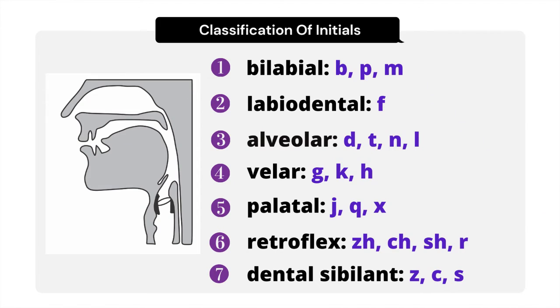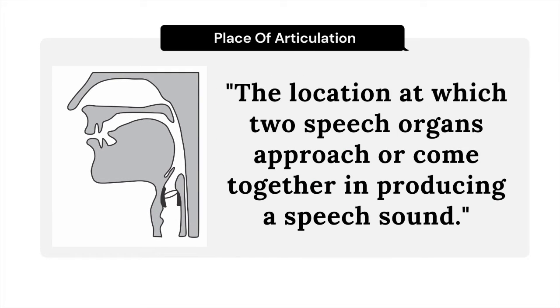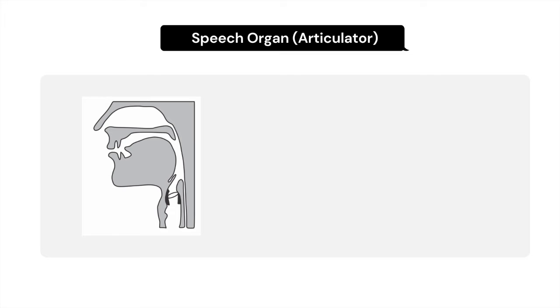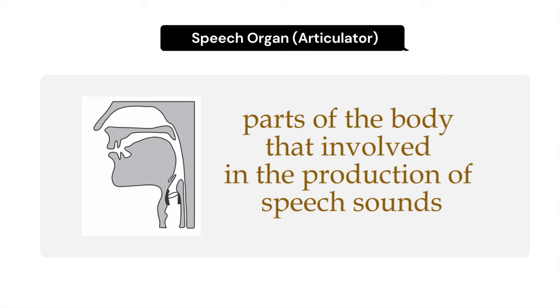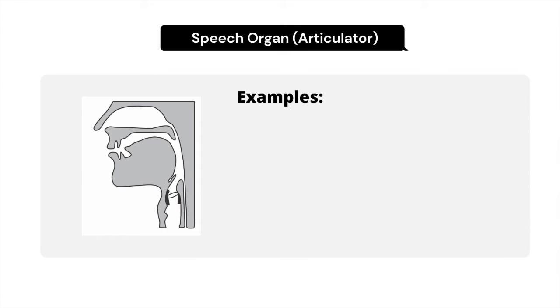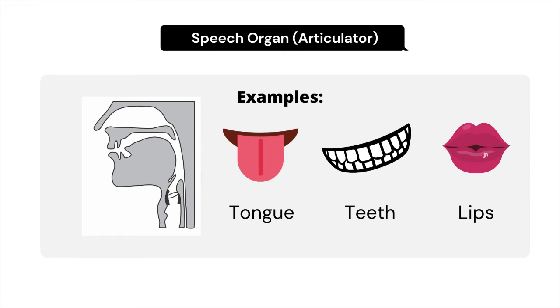There are different ways to classify initials. I would like to classify them based on the place of articulation. This is the classification of initials based on the place of articulation. The place of articulation is the location at which two speech organs approach or come together in producing a speech sound. Speech organ or articulator refers to parts of the body that are involved in the production of speech sounds. Examples of speech organs are tongue, teeth, lips, and so on.